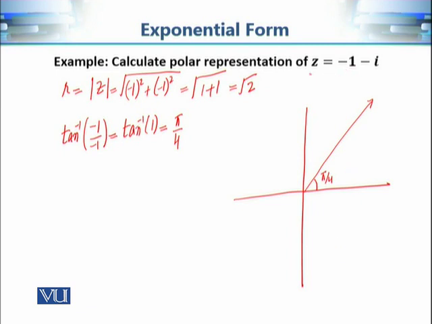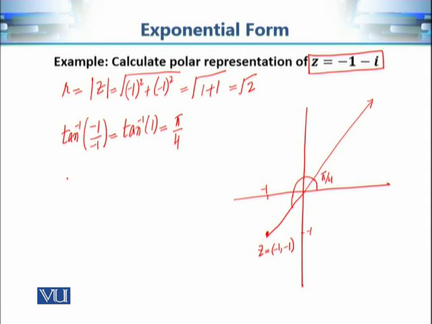But observe that this complex number actually lies in the third quadrant. The coordinates are -1, -1. So this is the second step, where we observe the quadrant of this complex number. Now in the third step, we add or subtract multiples of pi such that this angle lies in the third quadrant. If we add pi to pi by 4, then we will be in the third quadrant.